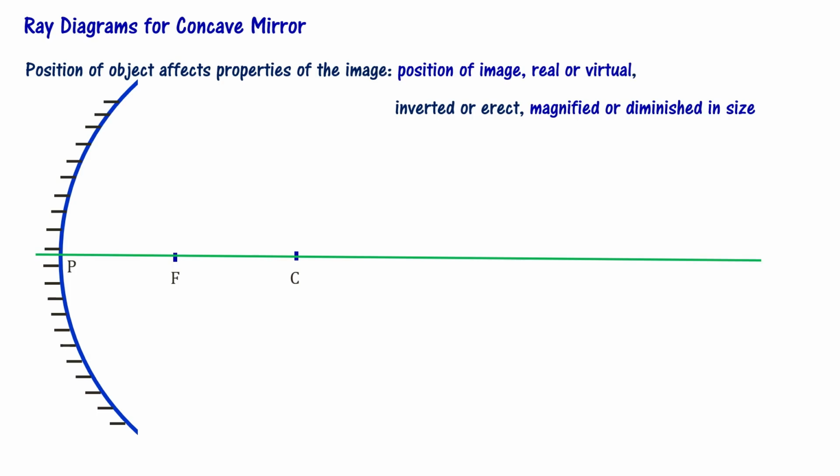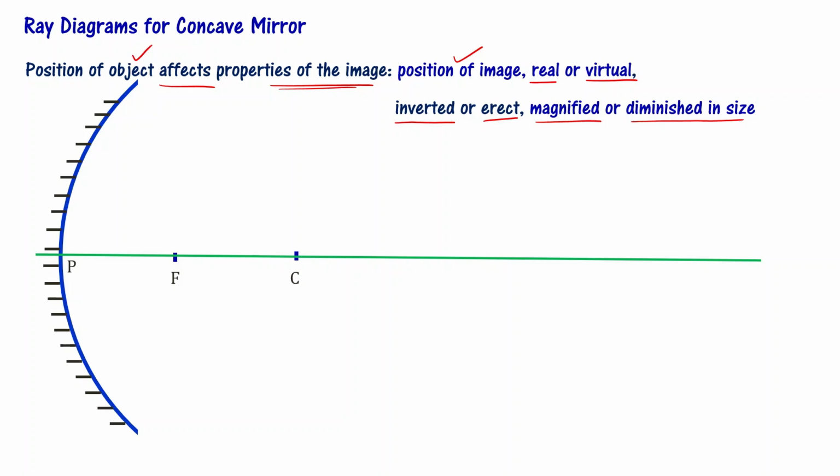Please note that the position of the object is going to affect the properties of the image, and the position of the image. Whether the image is going to be real or virtual, whether the image is going to be inverted or erect, magnified or diminished in size. All these are going to be affected by the position of the object.